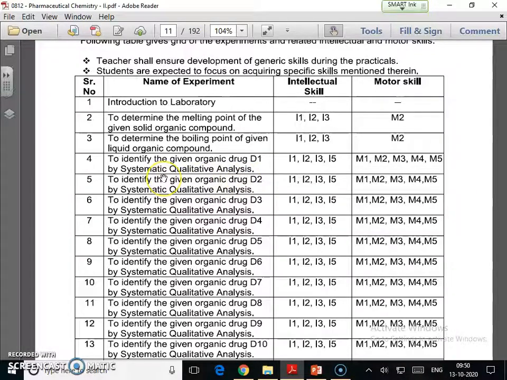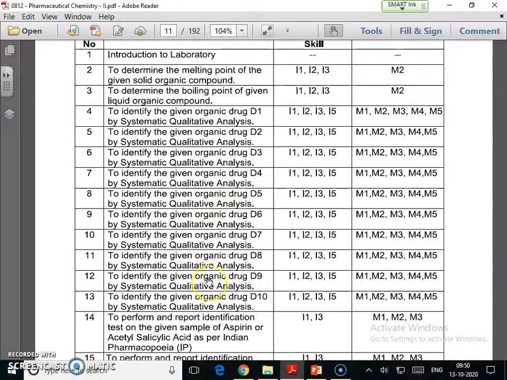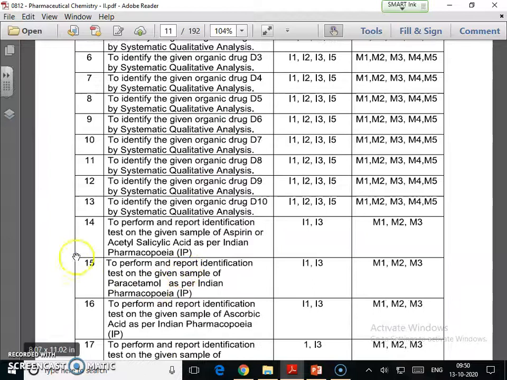In this we will provide you the unknown sample, from D1 to D10, and you have to perform the systematic qualitative analysis. So this is one type of experiment in your syllabus. The second type of experiment that we are talking about is the identification test, in which known compounds are provided, and as per the official pharmacopoeia you have to perform these identification tests as you already performed in the first year.